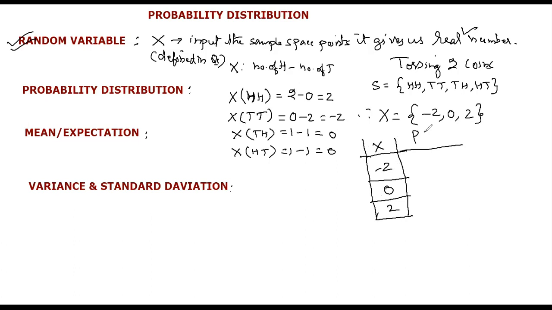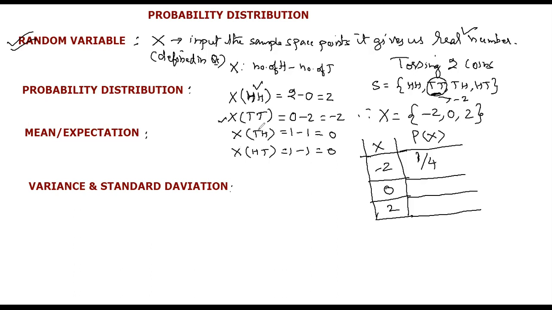P of X equal to -2: the probability when the random variable is -2, when it is 0, when it is 2. So what will be the probability when -2 is coming? There is only one case when you are getting -2, that is tail, tail. So one case you are getting when you have -2. So 1 by 4, since total possible cases are 4, and tail, tail gives you the random variable -2. Correct. So 1 by 4.